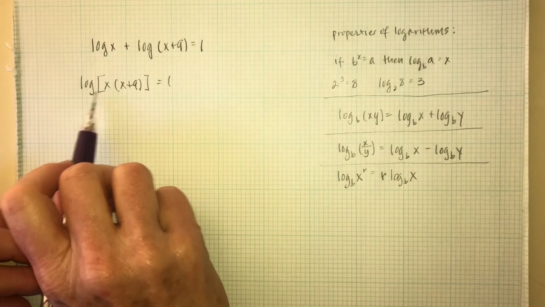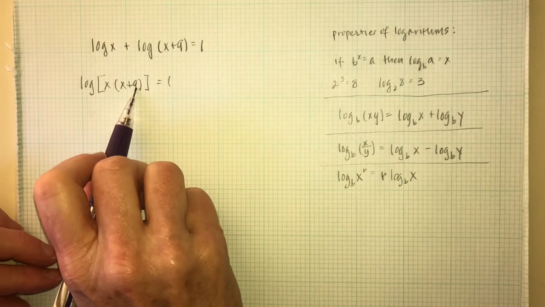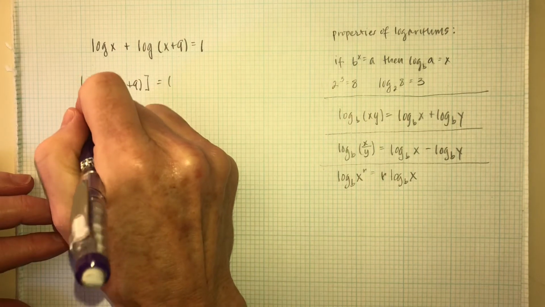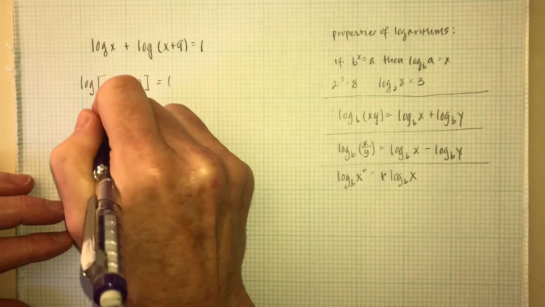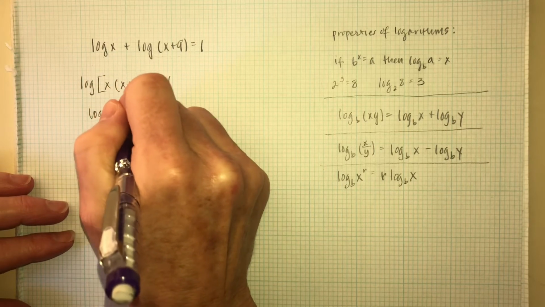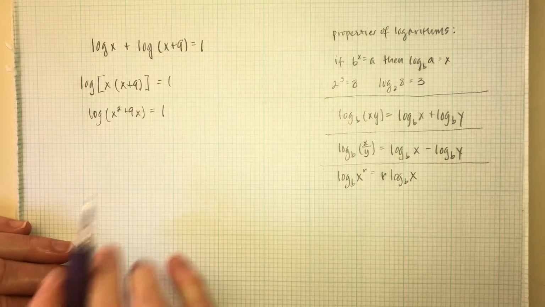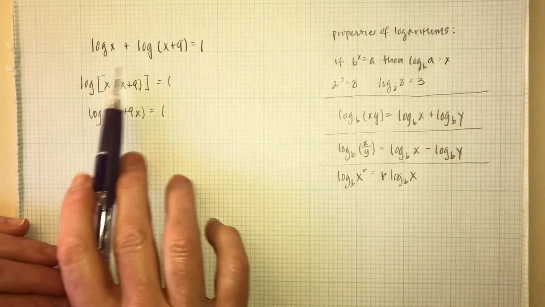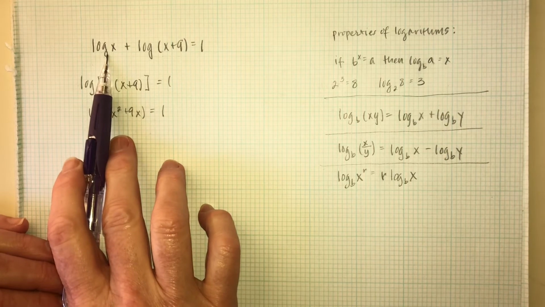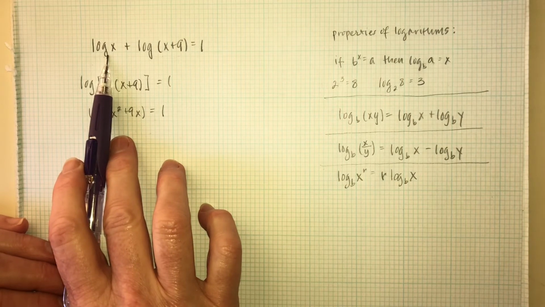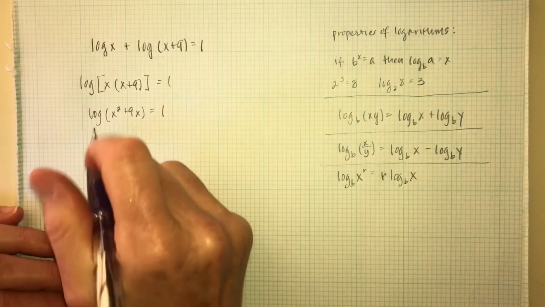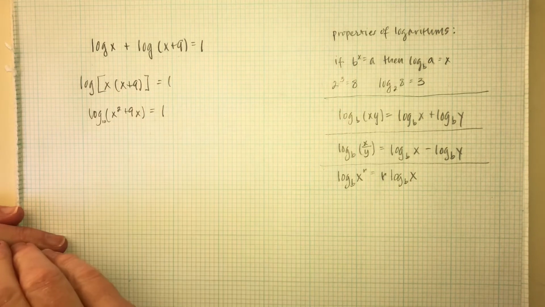And then I'll distribute this x over the quantity x plus 9. And then I get log of the quantity x squared plus 9x equals 1. Now remember, when we write a log expression and we don't write a base here, that means we're in base 10. We're using base 10. So you can almost imagine a little 10 right there.